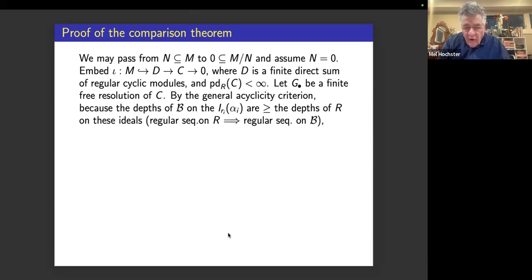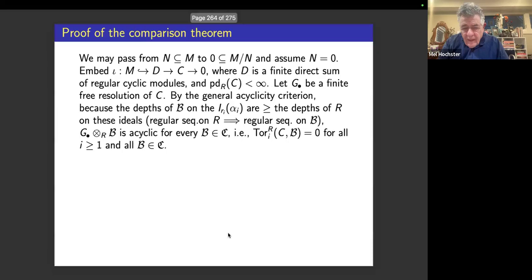So regular sequence on R implies regular sequence on B. And if you're in the phantom case, having big enough height will give you the regular sequence in the big Cohen-Macaulay object. So that means that the tensor product of G with any of these big Cohen-Macaulay, I'll say algebra for simplicity, they're all acyclic. So the Tor against B all vanish.